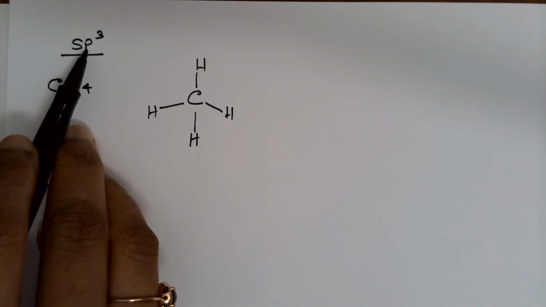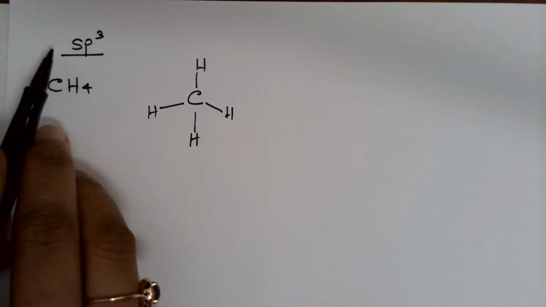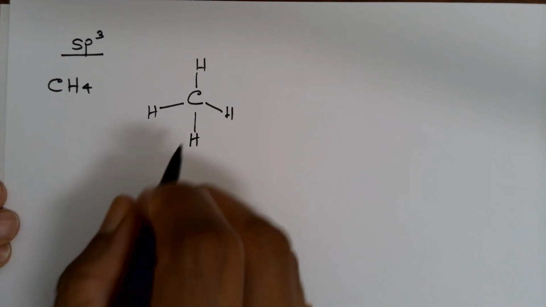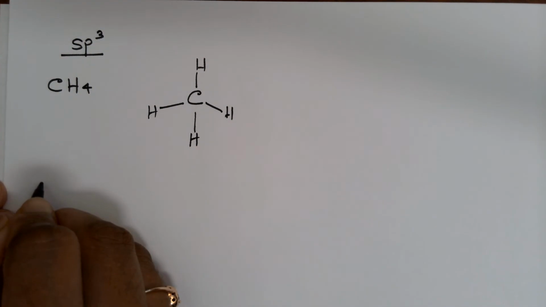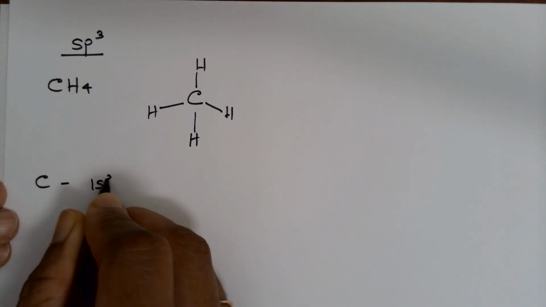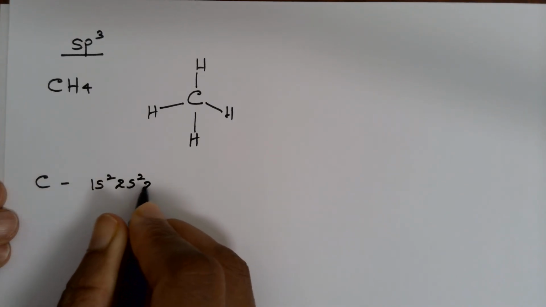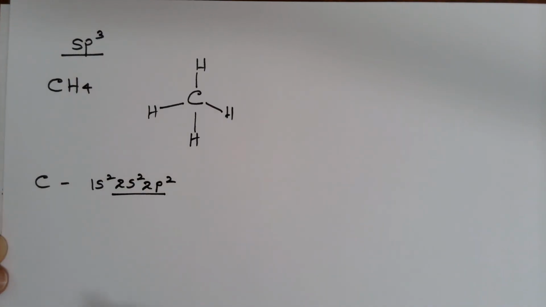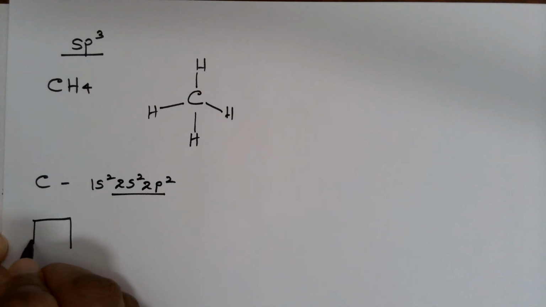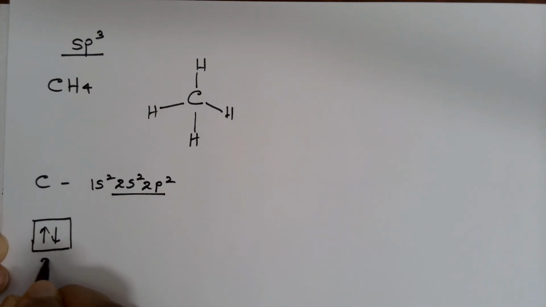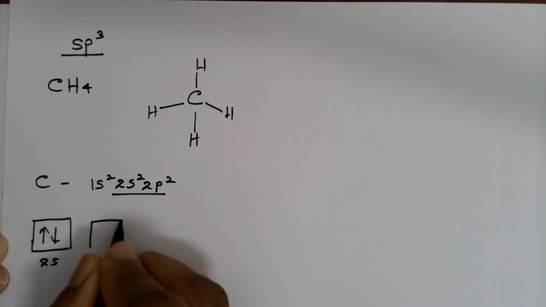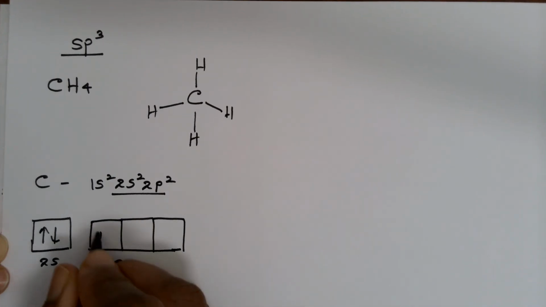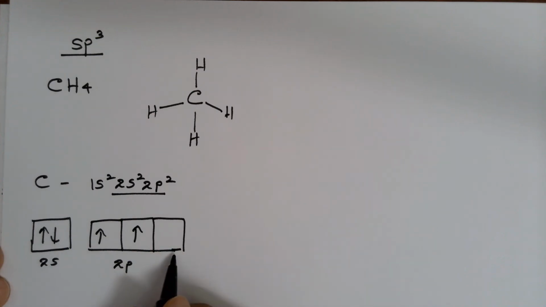sp3 hybridization means there are four orbitals we need to mix, one s orbital and three p orbitals. So let's pick the central atom, carbon. Carbon's electron configuration is 1s2, 2s2, 2p2. So the valence shell here is again shell number 2, 2s2, 2p2. It looks like this. Two electrons in the 2s level, and in the 2p level there are two singly occupied electrons. The other orbital is empty.